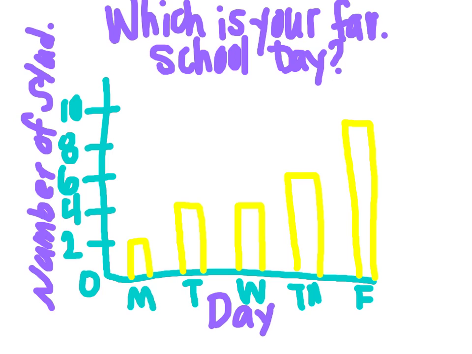Let's move on to the data analysis and probability section. We first need to read the graph. Which is your favorite school day is the title. The y-axis title is called number of students. The x-axis title is called the day of the week. So looking at that, we need to figure out how much each of these bars is.